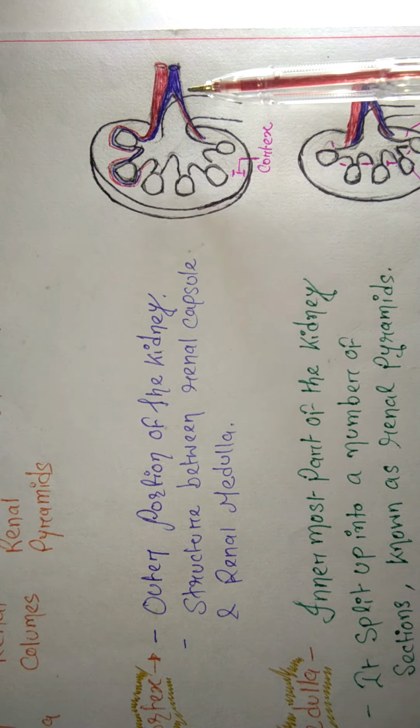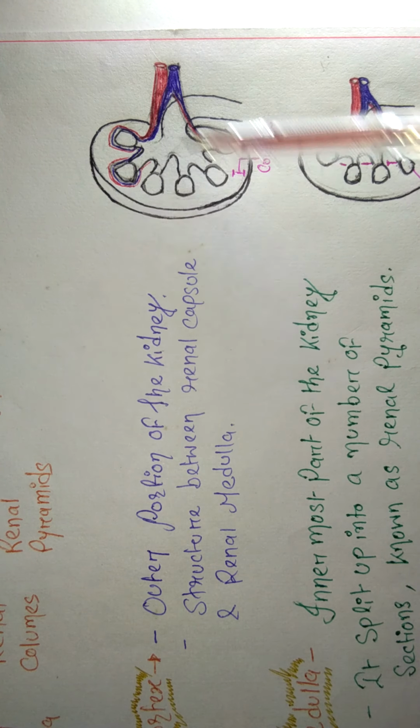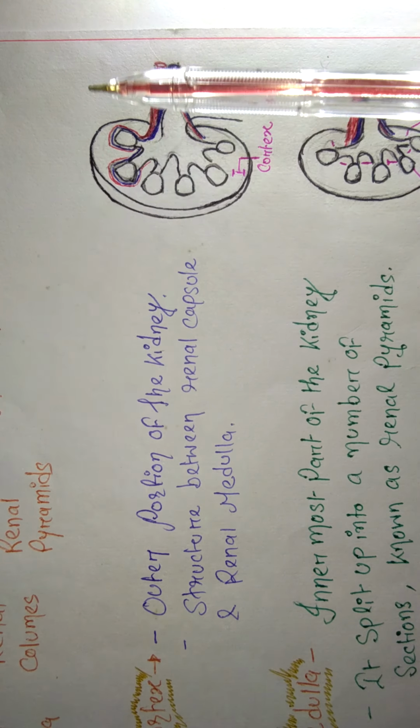And the renal artery and vein divide into multiple branches inside the kidney. These branches are called interlobar arteries and veins.